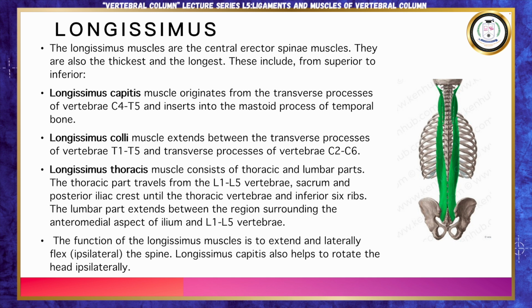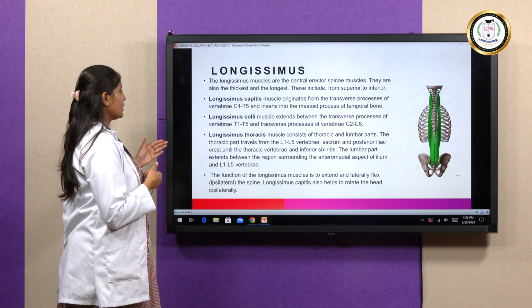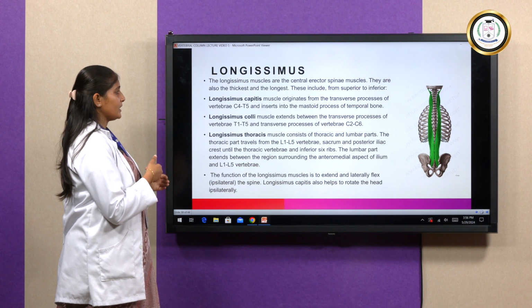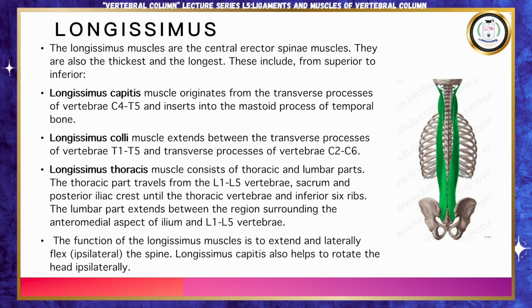Longissimus capitis muscle originates from the transverse process of vertebra from C4 to T5 and inserts into the mastoid process of temporal bone. Then we have longissimus colli, which extends between the transverse process of vertebra from T1 to T5 and transverse process of vertebra from C2 to C6.